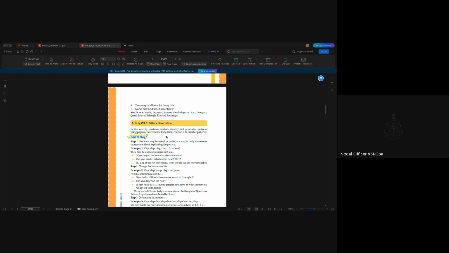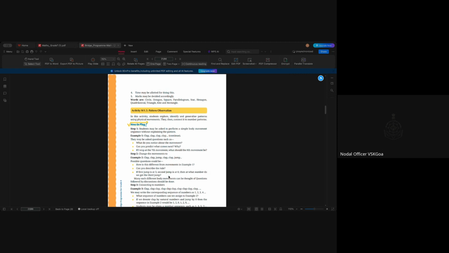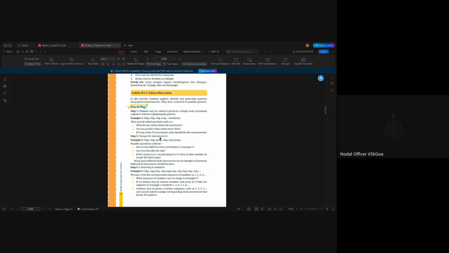So I will not go for this activity, but again, this is a very simple activity, pattern observation. So here see, your students explore, identify, generalize patterns using physical movement. They can connect it with the number pattern. So basically, physical pattern means physical movements, for example, clap, clap, clap. Clap, clap, clap, clap. How many claps? Each time one clap I am doing.